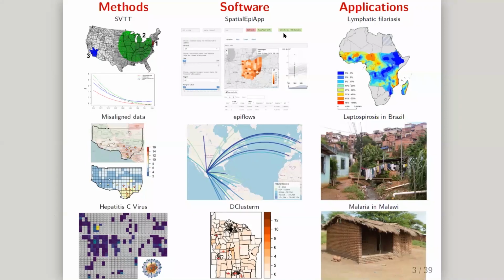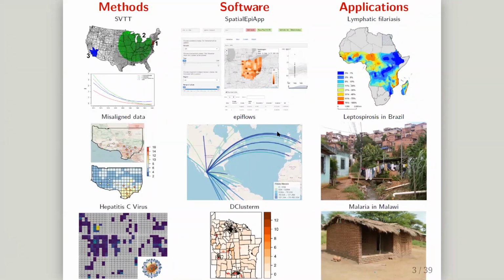I also developed software, so my methods can be widely available and provide benefits via my own applications. I'm the author of SpatialEpiApp, a Shiny web application for disease mapping and the detection of clusters. And I'm also co-author of the packages EpiFlows for risk assessment of travel-related spread of disease, and dClusterM for model-based detection of disease clusters.